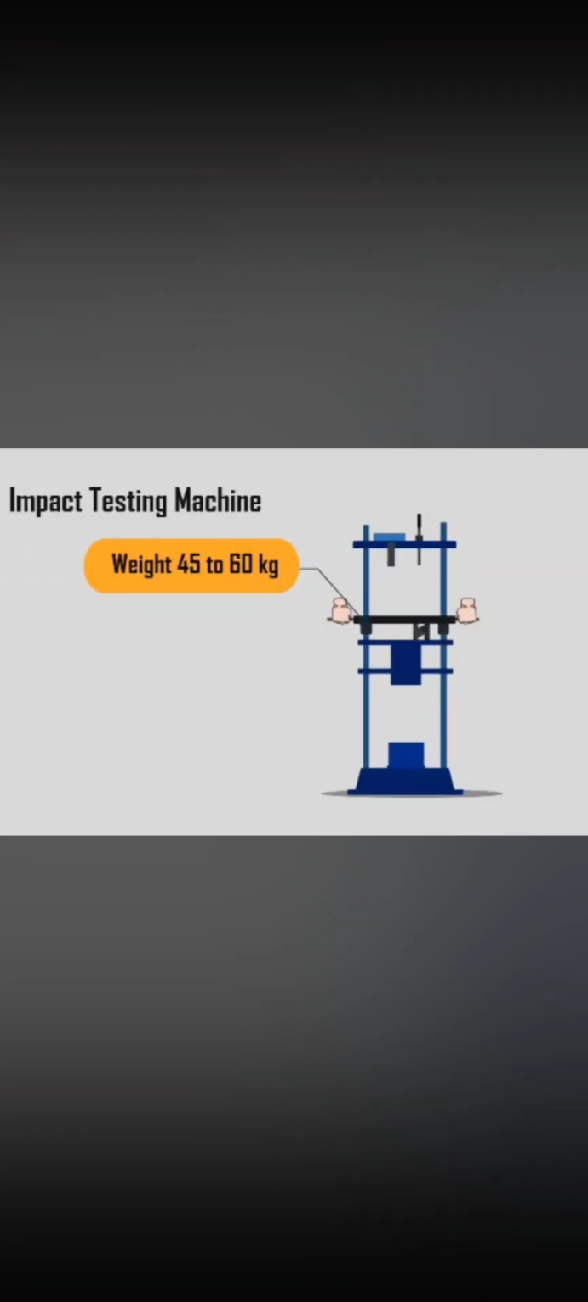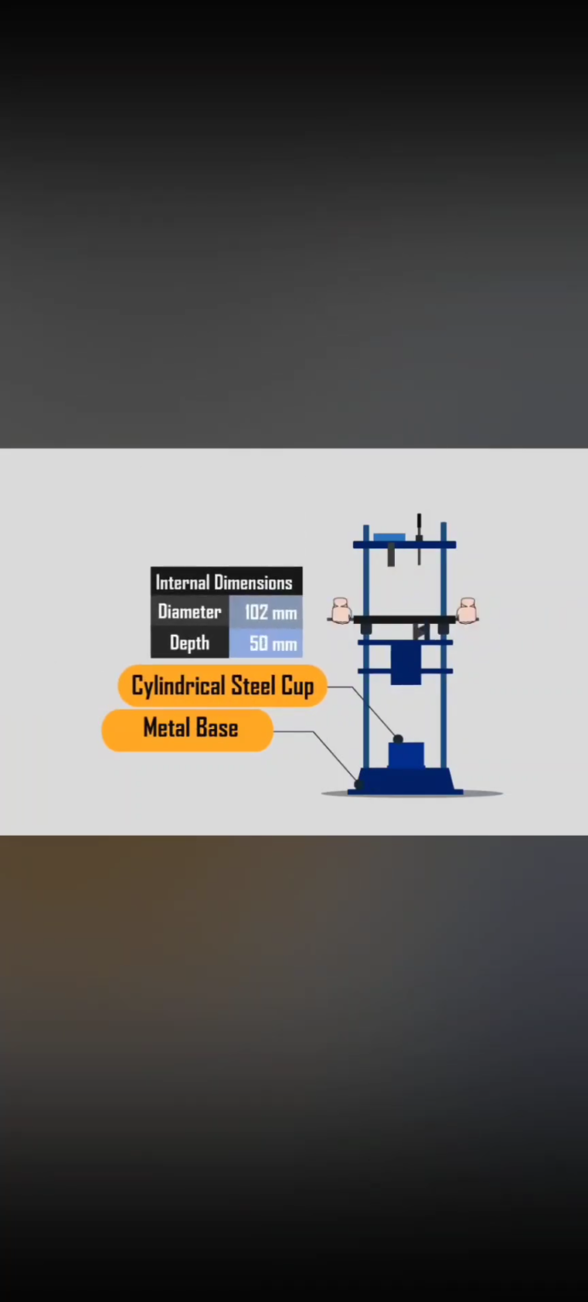The apparatus consists of an impact testing machine whose total weight ranges from 45 to 60 kilograms. The machine has a metal base and a cylindrical steel cup of internal dimensions 102 mm diameter and 50 mm depth. A metal hammer of weight 13.5 to 14 kg can slide and free fall from a height of 380 plus or minus 5 mm on a test sample, and its size is 100 mm in diameter and 5 cm long.